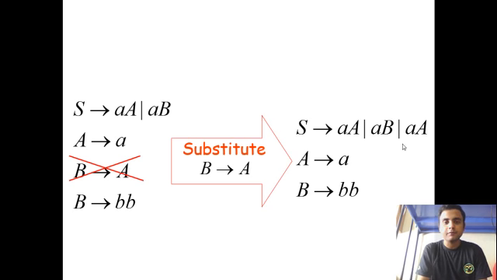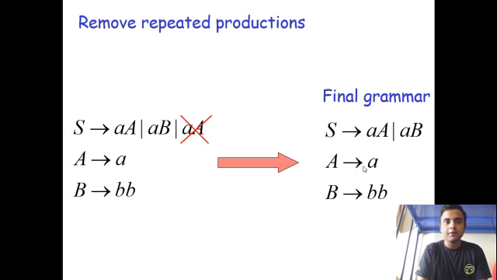Now we have finally replaced capital B with capital A, and now we have got a new grammar. Our new grammar is now capital S tends to small a, capital A, capital S tends to small a, capital B, capital S tends to small a, capital A, capital A tends to small a, and capital B tends to small b, small b. Now we are going to remove repeated productions. As we can see, we have got capital S tends to small a, capital A 2 times in the first production, and we are going to limit it to only 1 time.